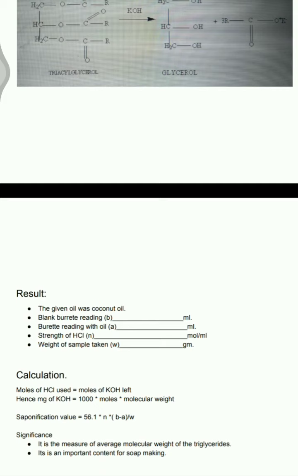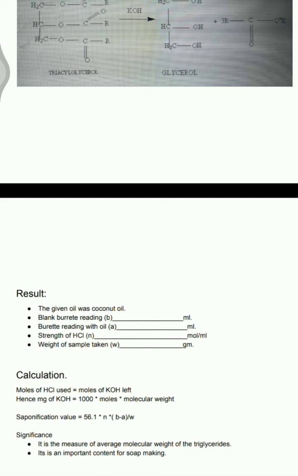Moreover, the blank reading will be more than the sample reading, because in the blank the amount of KOH was left totally unused, but in the case of the sample it was used to break down the esters into glycerol and soap. That is the saponification, the saponified amount. So here we will get the exact value, which is basically called the saponification value.